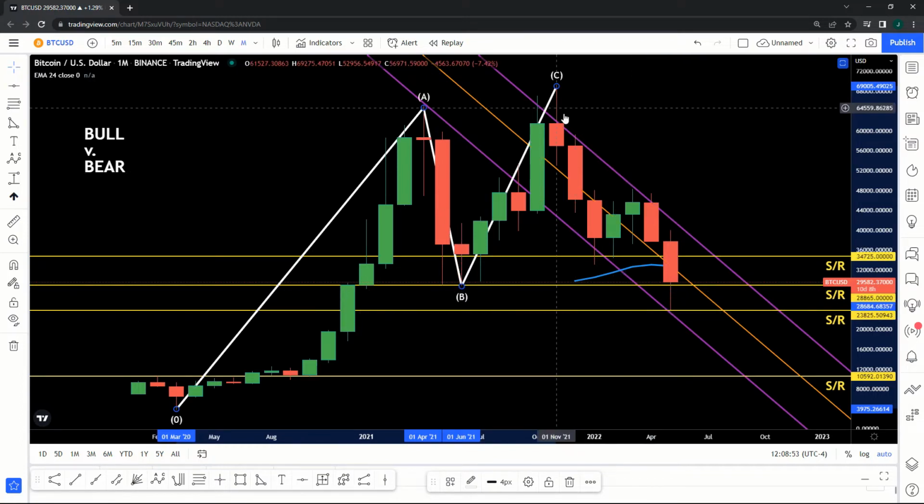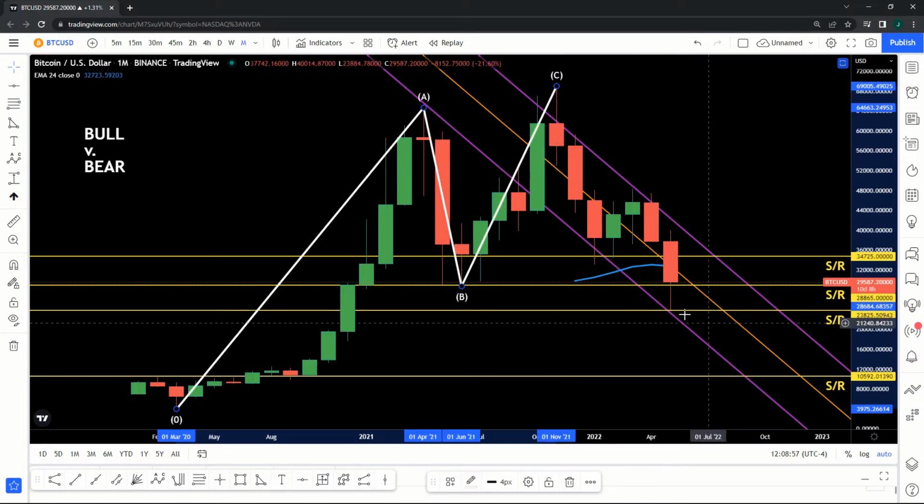So could this pattern be almost over? I would think about 50% of it would be over, right? Because now that this low is lower than this low. Could it go lower? Sure. But again, just based on what is available right now, this could be the low.